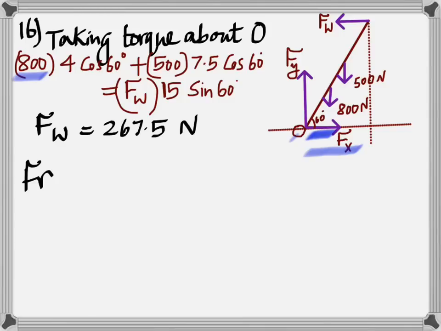And also notice that there are two clockwise torques due to 500 and 800, and there is one counterclockwise. The counterclockwise one is the one at the top here. Fy and Fx do not contribute to the torque because the distance is 0.